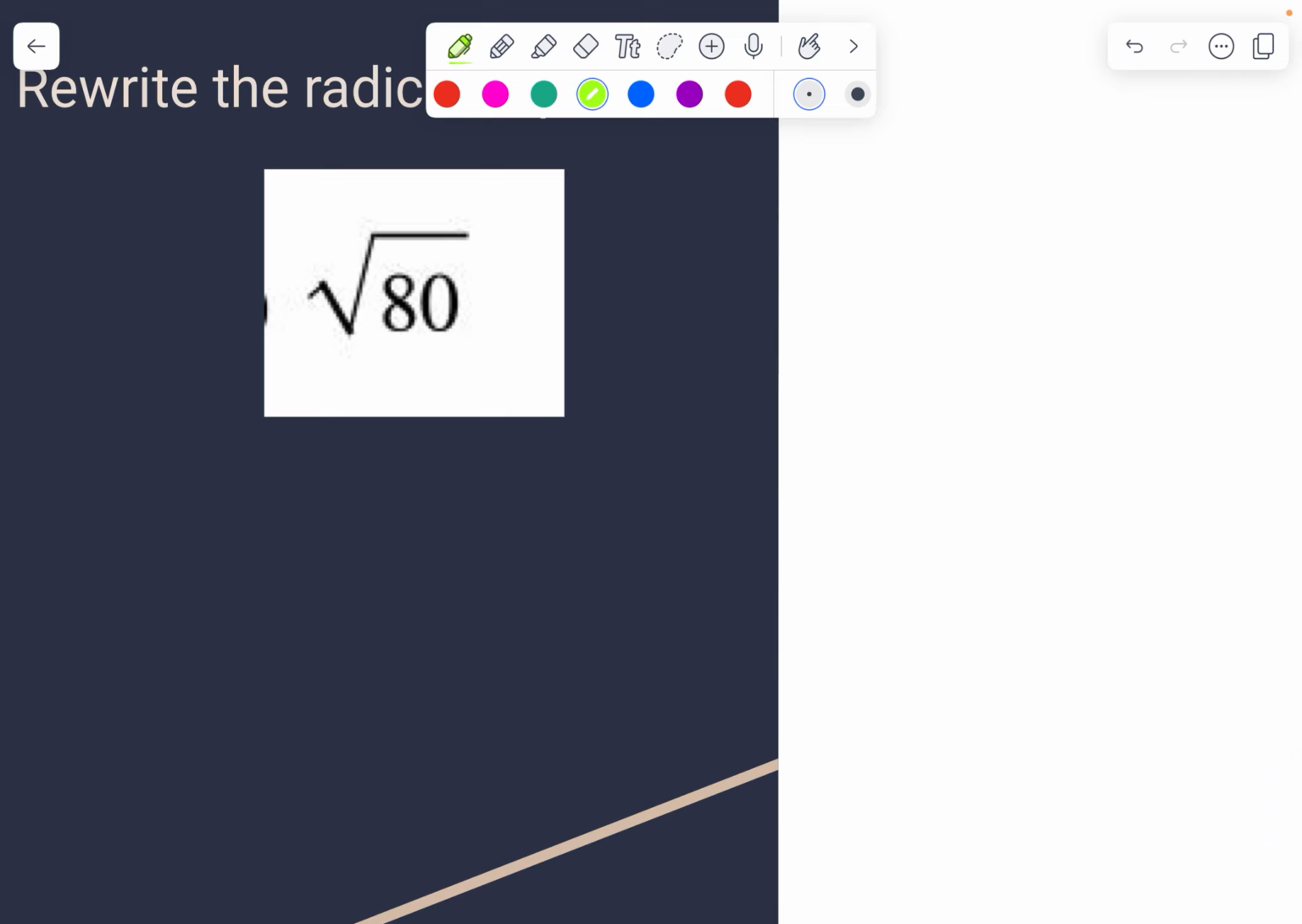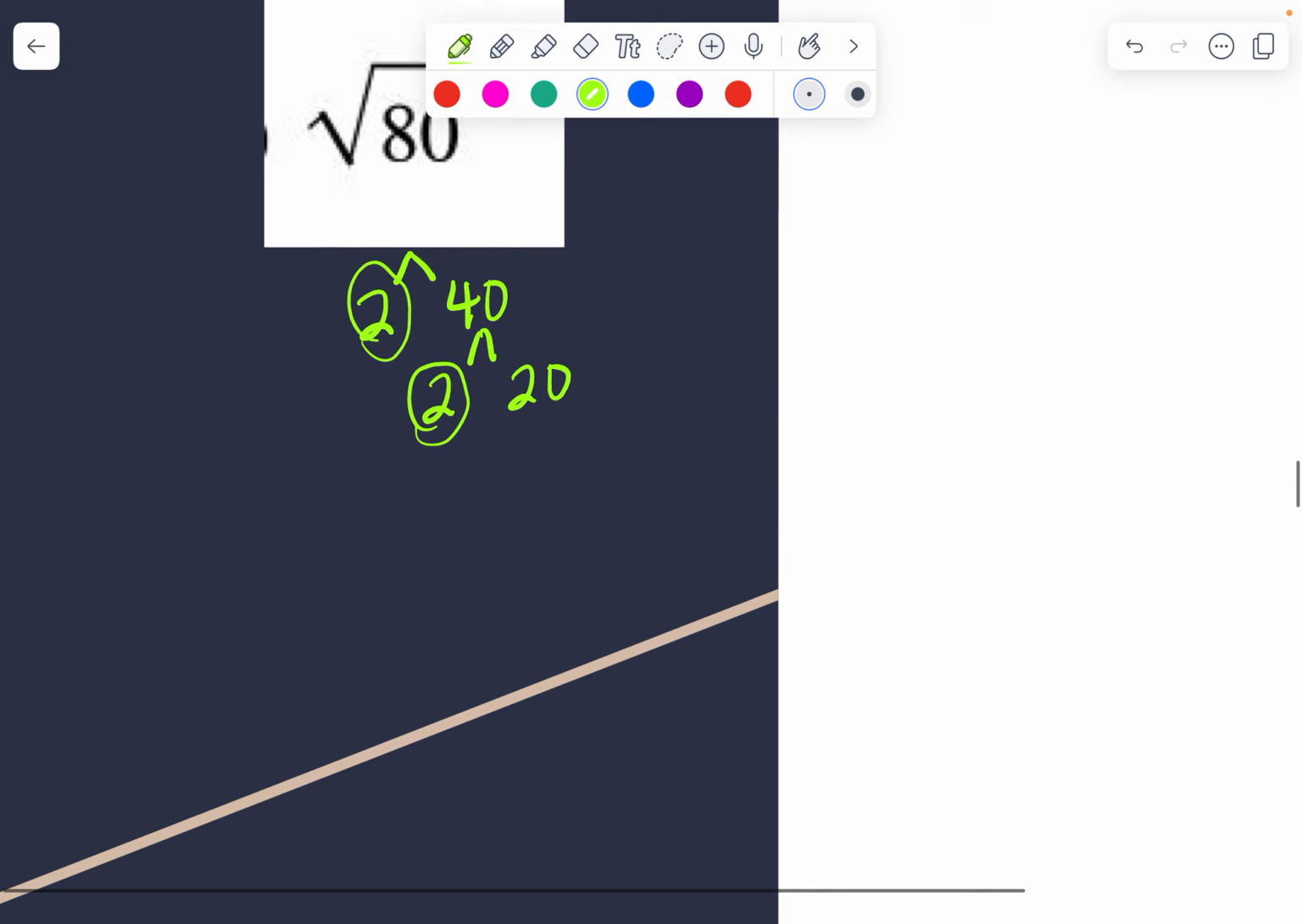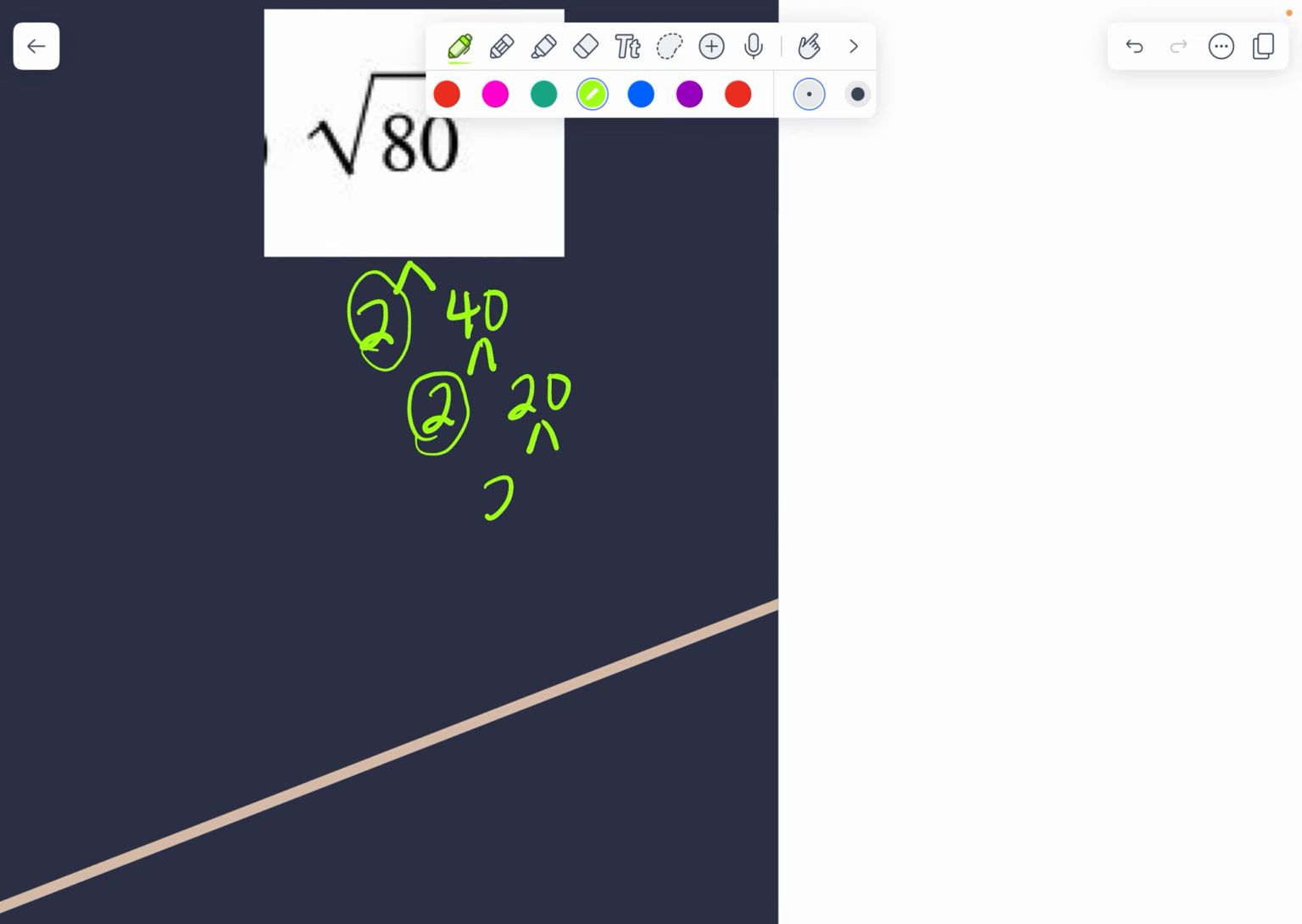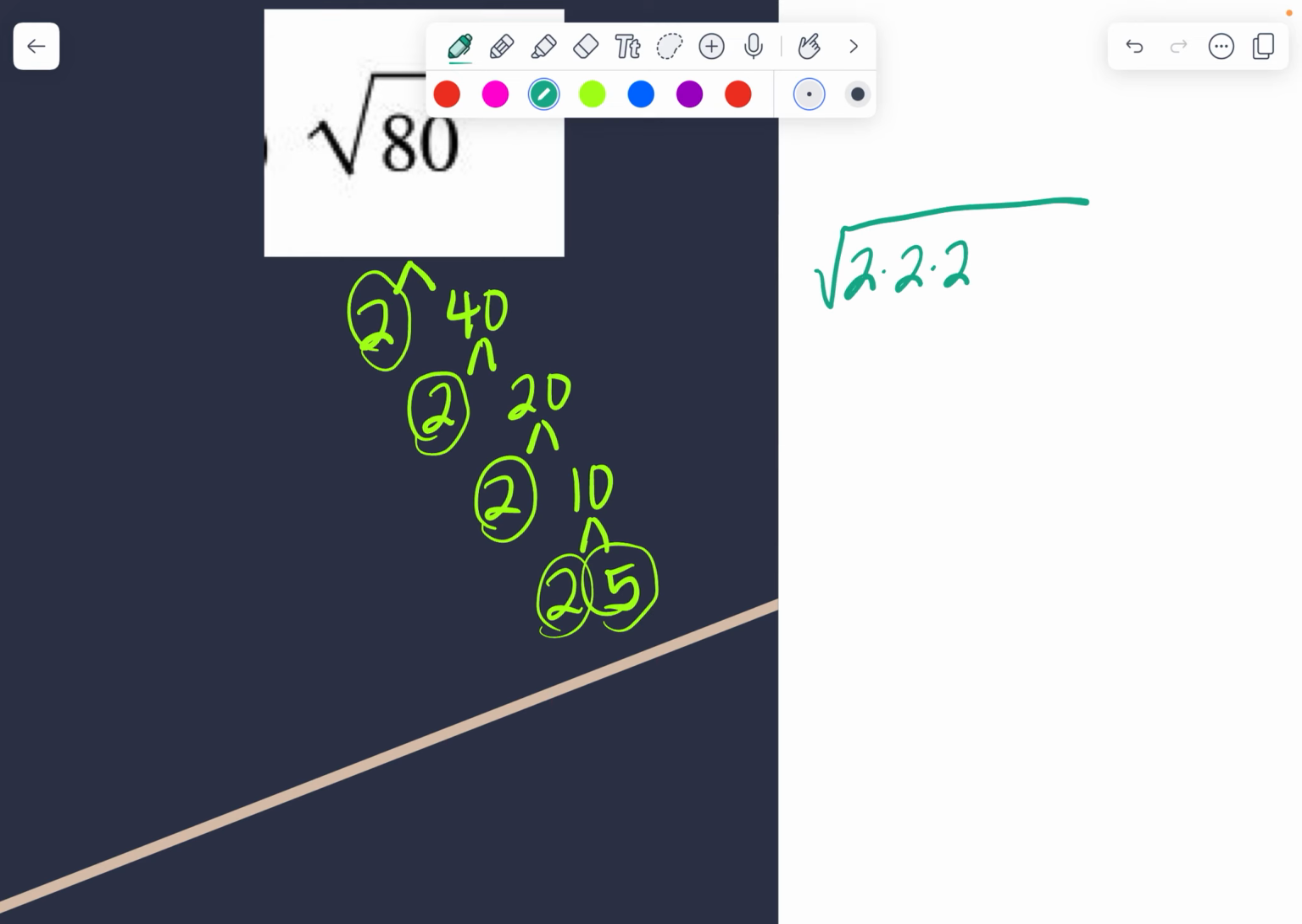80. There's many ways we can start that. I'm just going to do 2 and 40. 2 is prime. 40 is 2 and 20. 2 is prime. 20 is 2 and 10. 2 is prime. 10 is 2 and 5. Those are both prime. So we have 2 times 2 times 2 times 2 times 5.